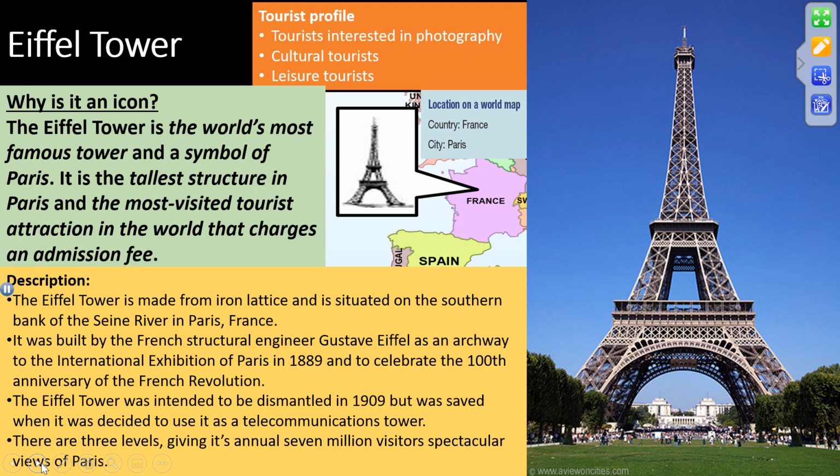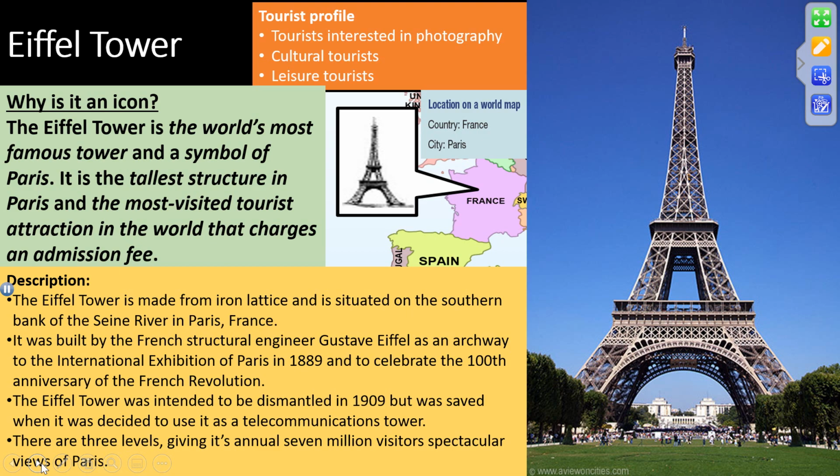The Eiffel Tower is the tallest structure in Paris and also the most visited tourist attraction in the world that charges an admission fee. So that gives an indication of how spectacular the Eiffel Tower is if people are willing to pay to go and visit. The Eiffel Tower is made from iron lattice and is situated on the bank of the Seine River, which is one of the big rivers going through Paris in France.